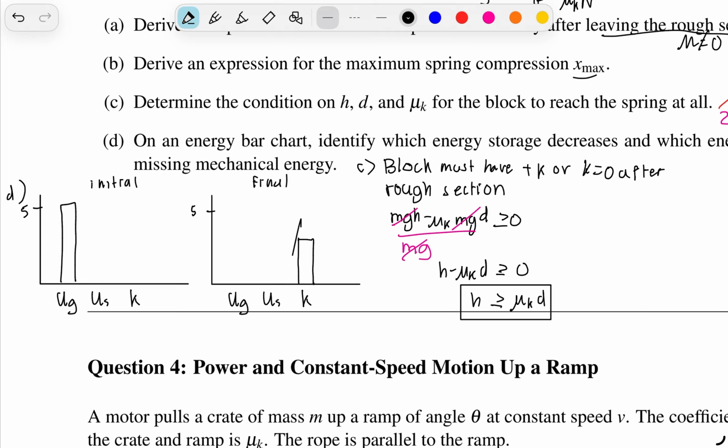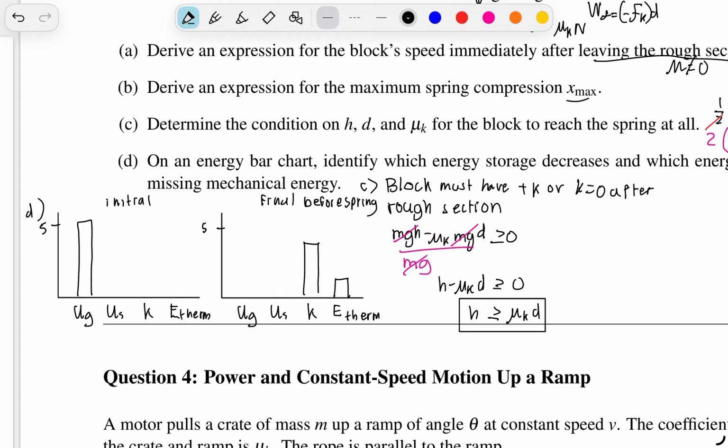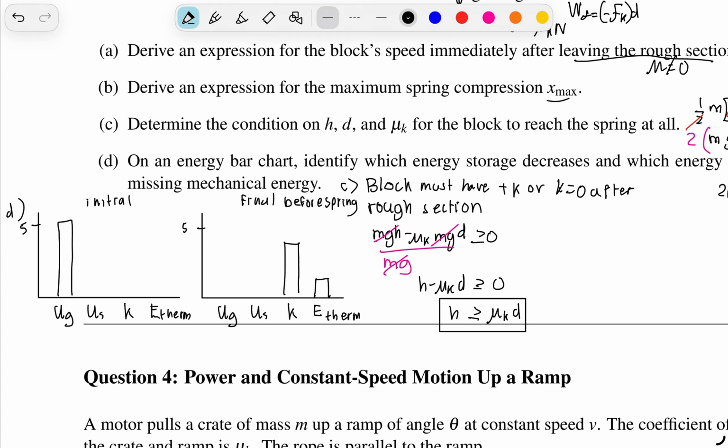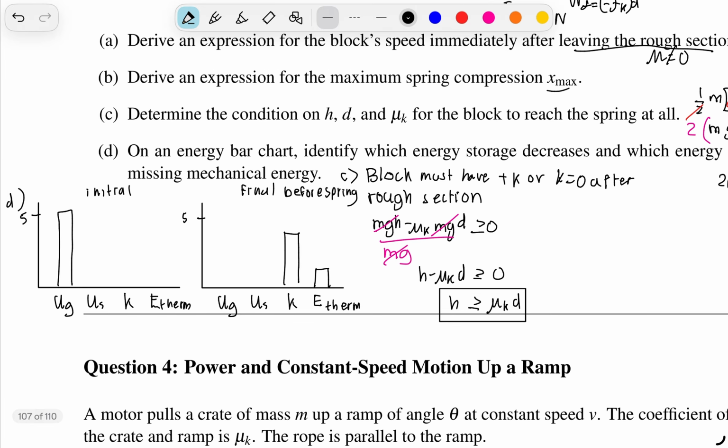Let's say when we are at the bottom a bit, we're going to have kinetic energy and E thermal. So this is when you're before the spring. Your E thermal is going to take some of that energy away because of the friction section that you were just in. So E thermal has to increase. The friction is non-conservative and it removed the mechanical energy from the block-Earth-spring system.